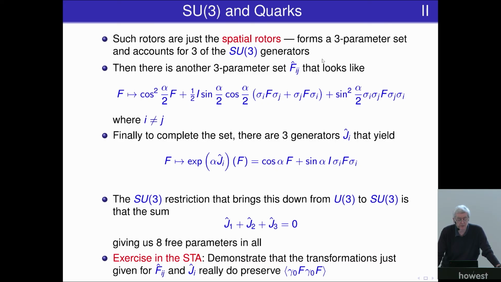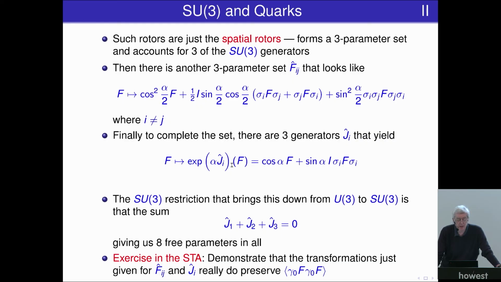So such rotors are the spatial rotors, which form a 3-parameter set and account for 3 of the SU3 generators. That's straightforward. There's another 3-parameter set, Fij, that looks like this in terms of the transformation. And then to complete the set, there are 3 generators, Ji, that work like this.